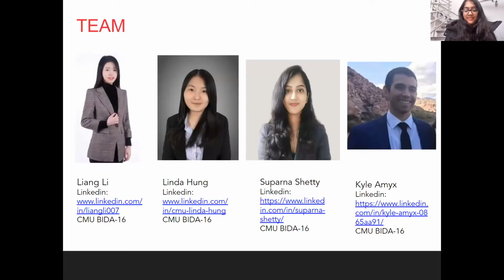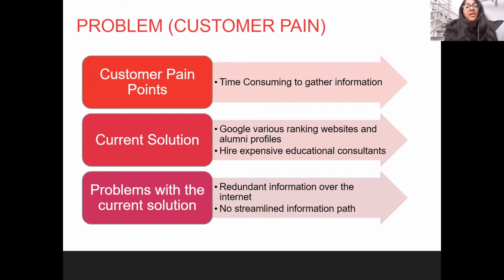Here's our team. And now let's discuss what exactly are the current problems. So I remember when all of us were trying to look for a graduate school of our choice, we had to Google a lot, look through a large number of redundant websites, sort through that information, and try and figure out which graduate school we should be going to.